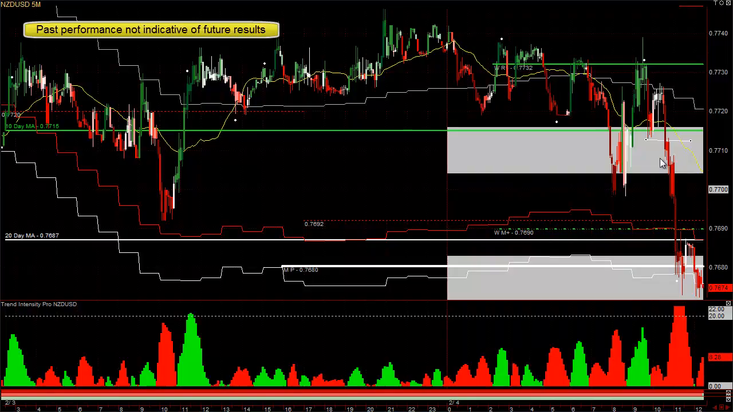I probably would have rode this thing down until it kind of ran out of steam down here at the next fib level, and you can see that fib level also acted as support. There's a monthly pivot level and the 20-day moving average right there. So 3 major areas where there's likely to be massive buying orders. So you exit your trade probably with 25-30 pip profit.